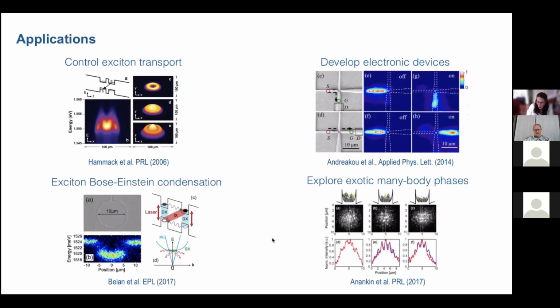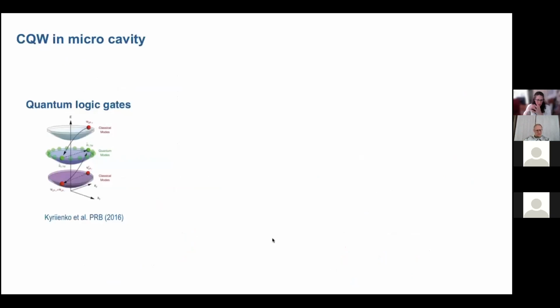Now, because these indirect excitons have a very small overlap, they also couple to photons very weakly. So what one can do is embed them in a microcavity in order to enhance the coupling to photons. A number of experiments have been proposed for the application of coupled quantum wells in a microcavity, for example, application to quantum computing, and this is an example of a CNOT gate that could be done with this kind of signals.